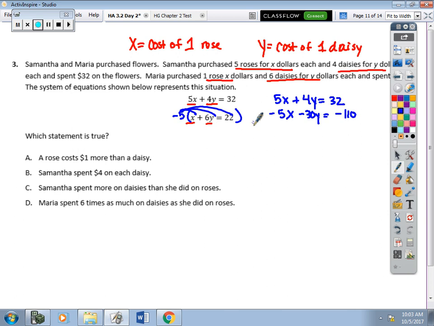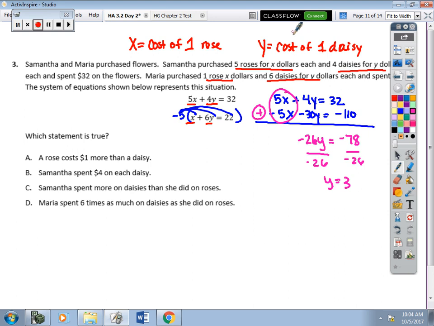Make sure you do multiply it all the way over. And then because I have different signs, I'm going to add them. 5 plus -5 is 0. 4 plus -30 is -26y. And 32 plus a -1 time, we would subtract those and get -78. And lastly, we would divide to get y equals 3.